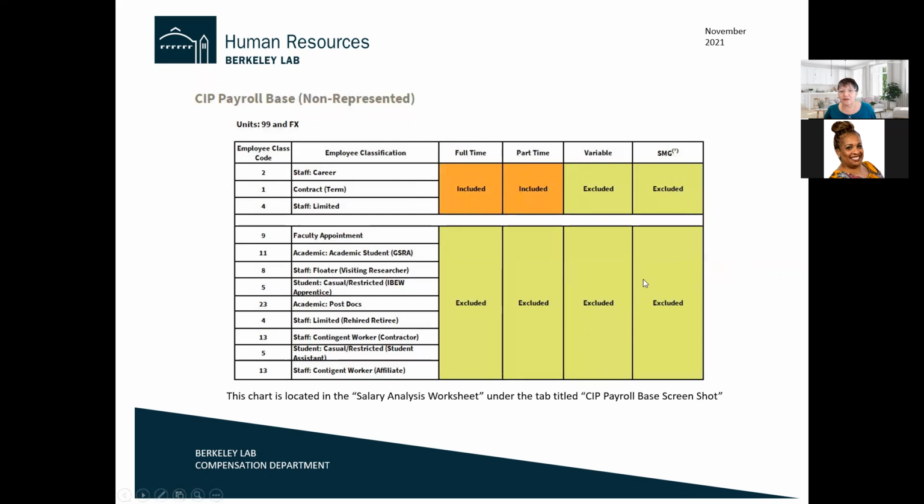Anybody that's excluded, you'll see there in yellow, the variable SMGs are excluded. And then we go into these next employee classifications. All of those are excluded from CIP.